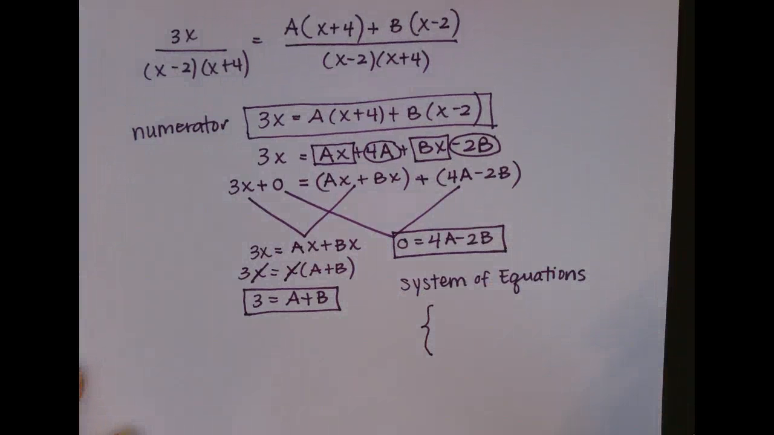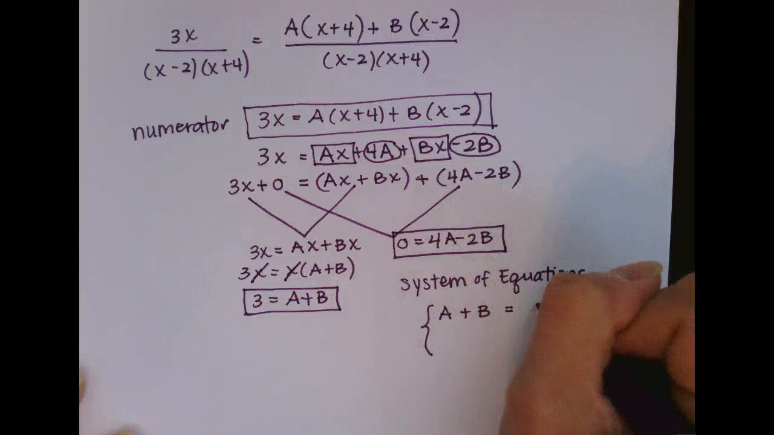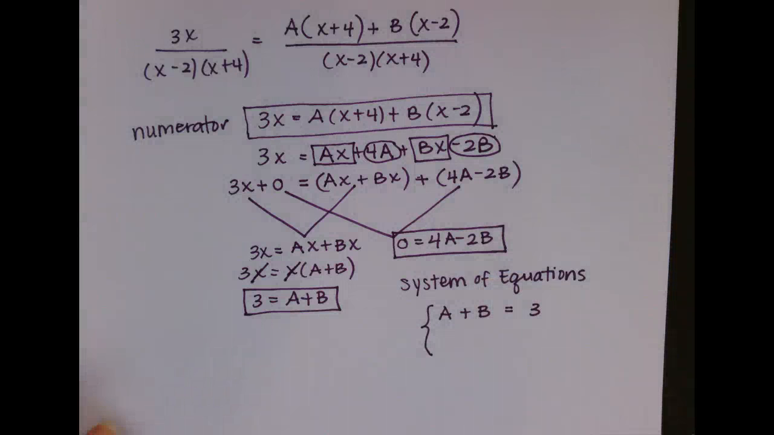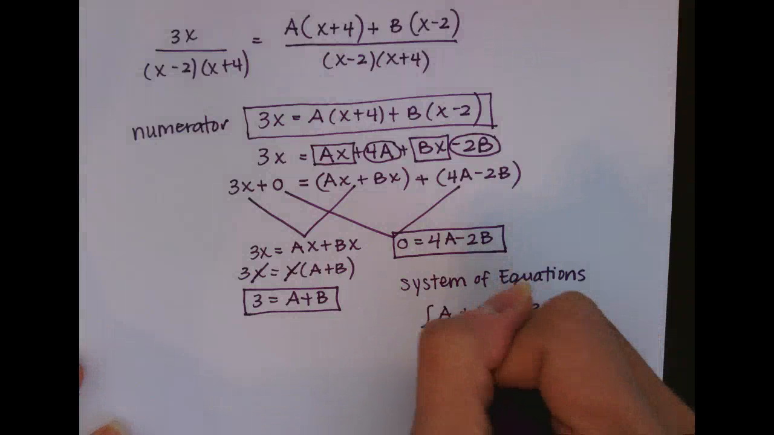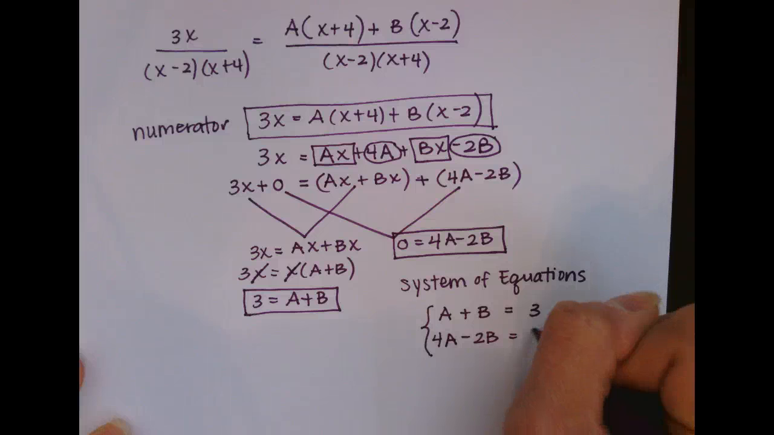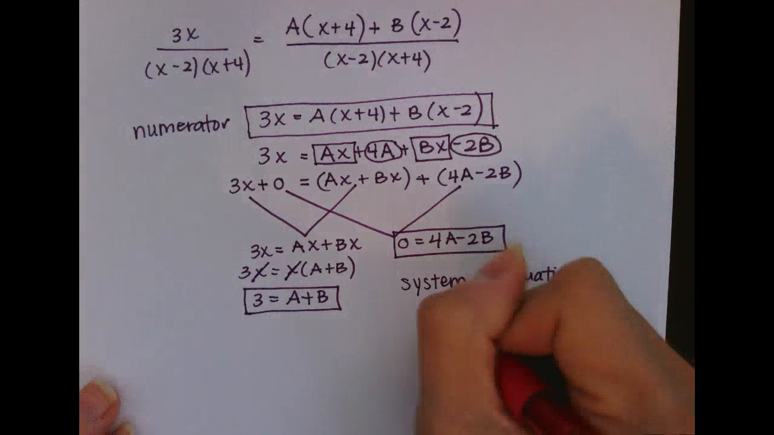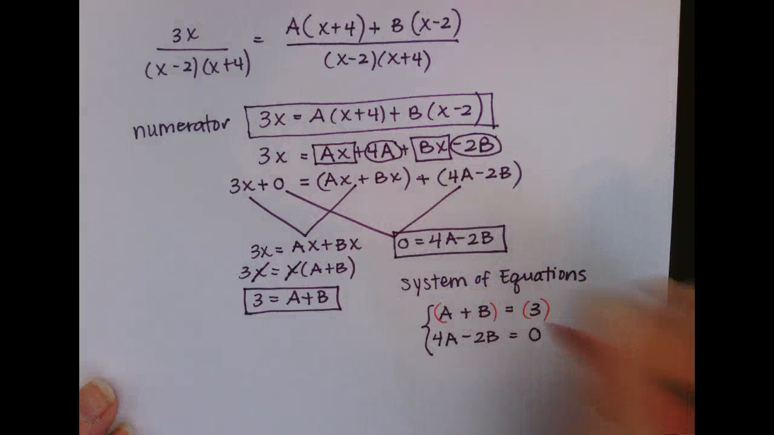So my system of equations, if I just rewrite them in a more friendly way, I'd have a plus b equals 3 and 4a minus 2b equals 0. There are lots of different ways to solve a system of equations. There's the substitution method, there's the elimination method, you can even use matrices. I'm going to use elimination here.